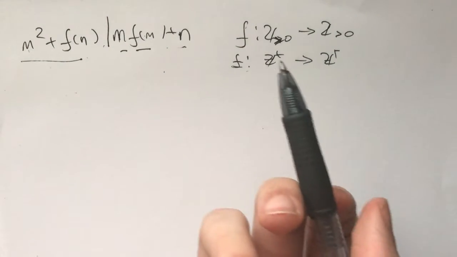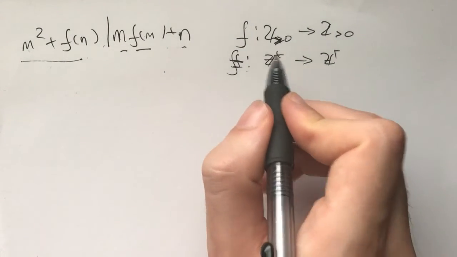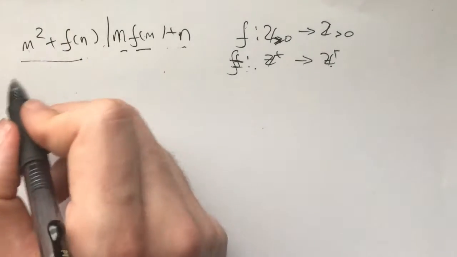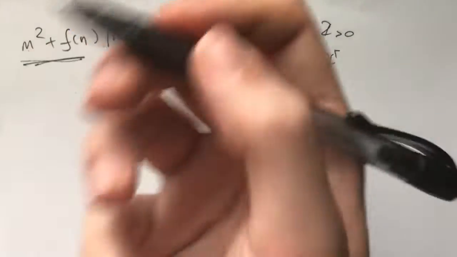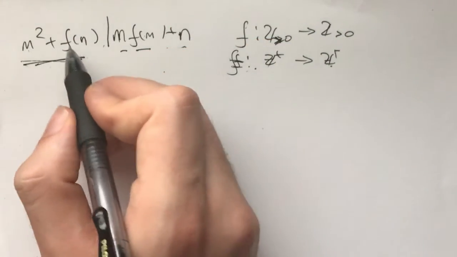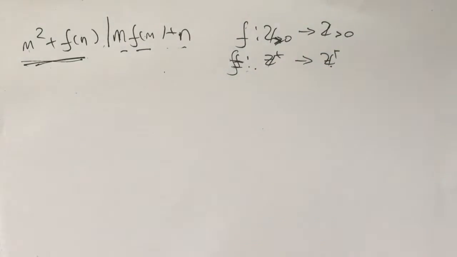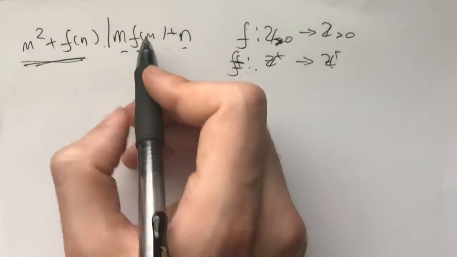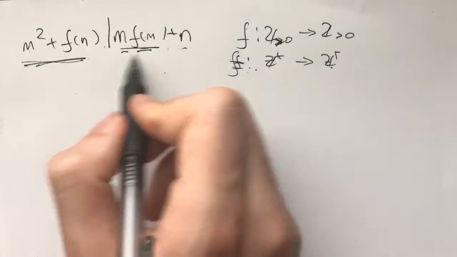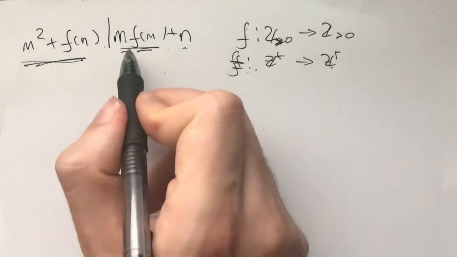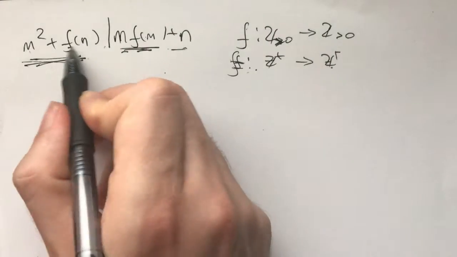So the problem is to find a function from the positive integers to the positive integers such that for any m, n in the positives, m squared plus f of n divides m times f of m plus n. Now, the first thing I notice is f of n equals n is a solution, because then we have m squared plus n, m squared plus n.